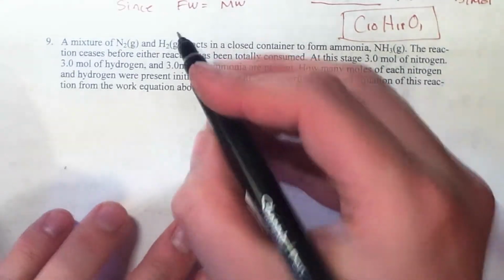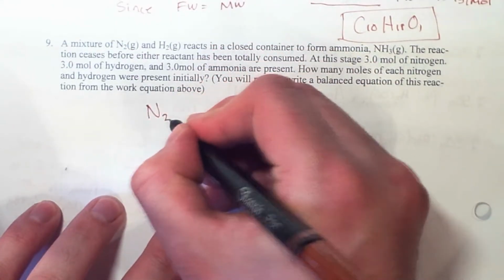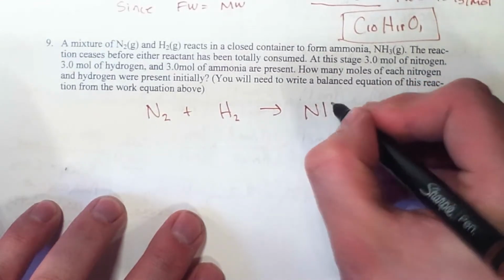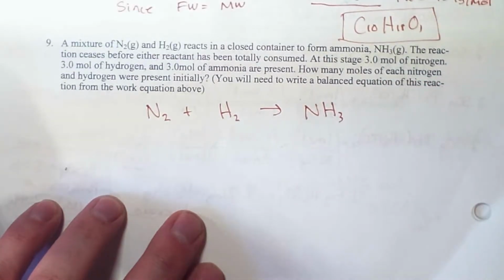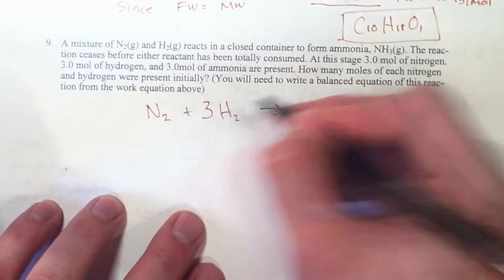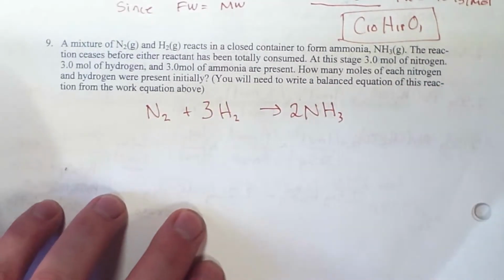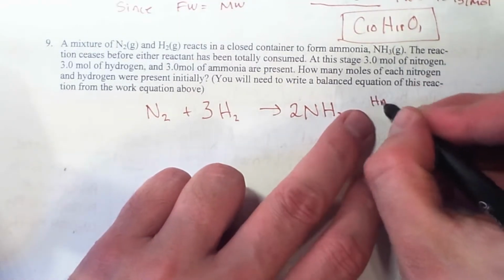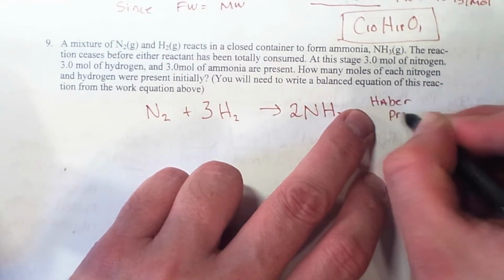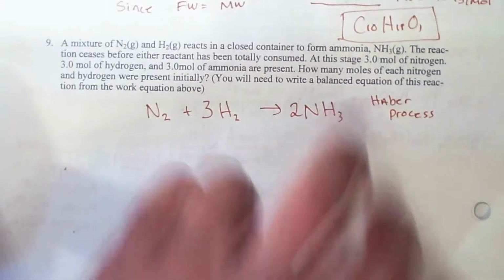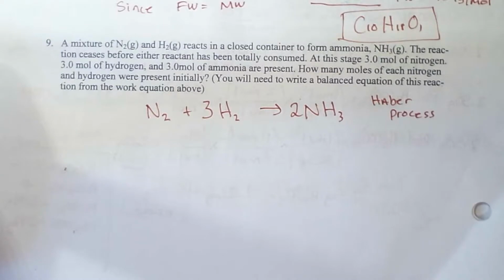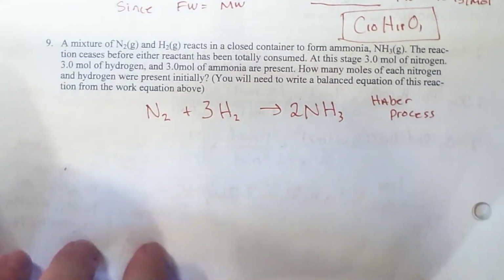So we need a balanced equation. We have nitrogen plus hydrogen giving NH3, ammonia. If we put a 3 here and a 2 here, we have a balanced equation, technically called the Haber process. And realistically, it's a two-way reaction, but we're not to that part of our course yet.